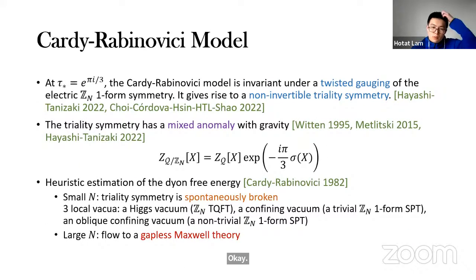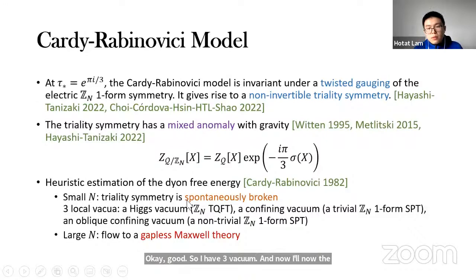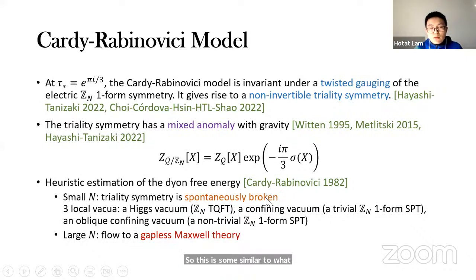Okay, good. So I have 3 vacua. And now the other possibility is large n. What happens when n is large? Then the theory falls to a gapless Maxwell theory. So this is somewhat similar to what we expect also in Zn lattice gauge theory.